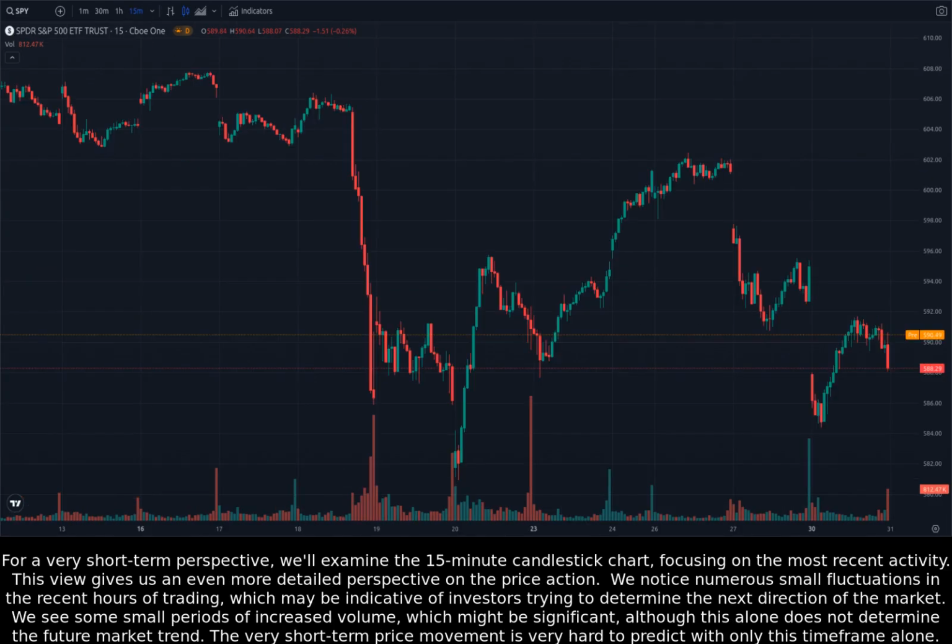For a very short-term perspective, we'll examine the 15-minute candlestick chart, focusing on the most recent activity. This view gives us an even more detailed perspective on the price action. We notice numerous small fluctuations in the recent hours of trading, which may be indicative of investors trying to determine the next direction of the market. We see some small periods of increased volume, which might be significant, although this alone does not determine the future market trend. The very short-term price movement is very hard to predict with only this time frame alone.